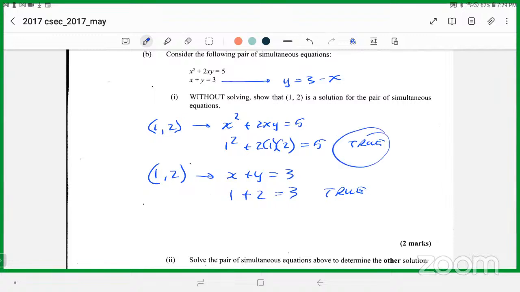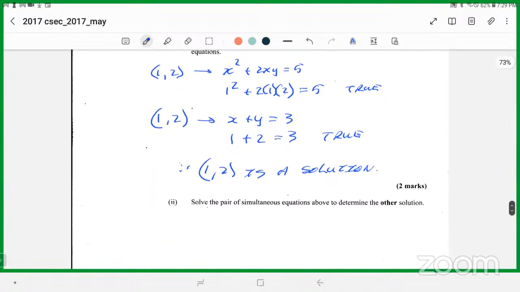It is true for this and it is true for that. Therefore, (1, 2) is a solution. That's all you have to do. Simple as that. Show that it works on the line. Show that it works on the curve. Next one says, solve. You're marking your work.